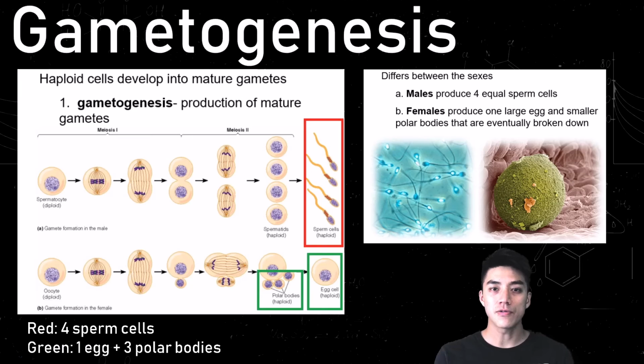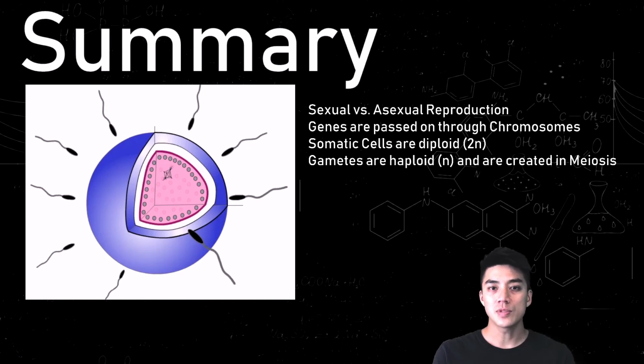Gametogenesis will slightly differ between the sexes. Males will produce 4 sperm cells, whereas females will produce 1 large egg along with 3 smaller polar bodies that are eventually broken down. So to summarize, there are two types of reproduction.